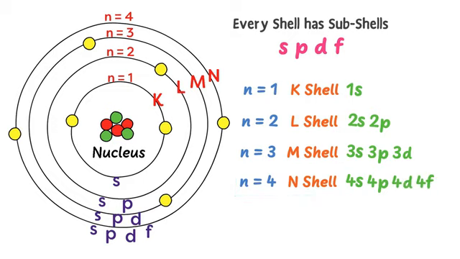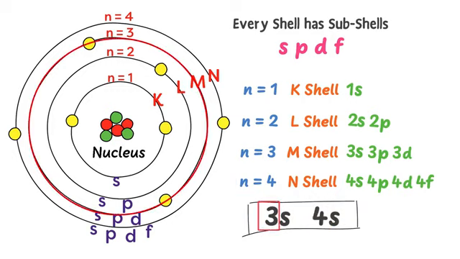So if I write 3S and 4S here, can you guess the difference between them? Well, 3 means third shell and S means subshell. So 3S means S is the subshell of the third main shell or M shell. Similarly, 4S means S is the subshell of the fourth shell or N shell.